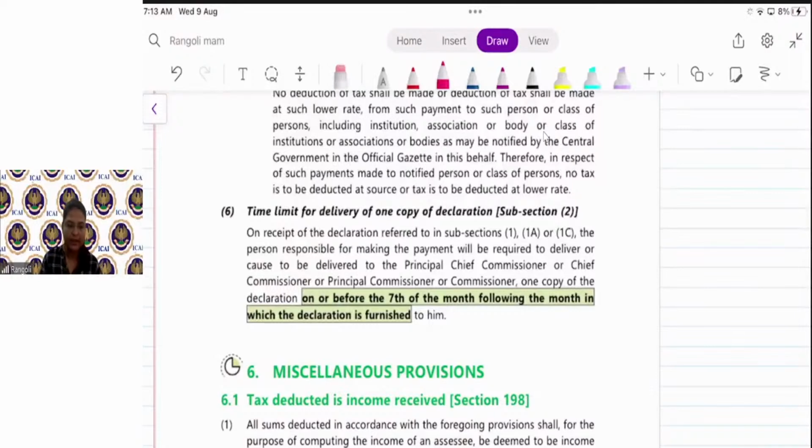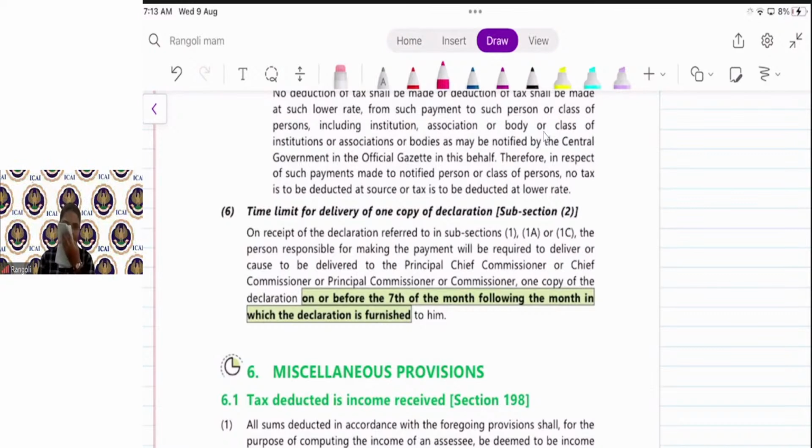Offshore banking company means a person having a relationship with that company or individual, and you have the finance outside India, that is outside the country of your residence. That is offshore banking.